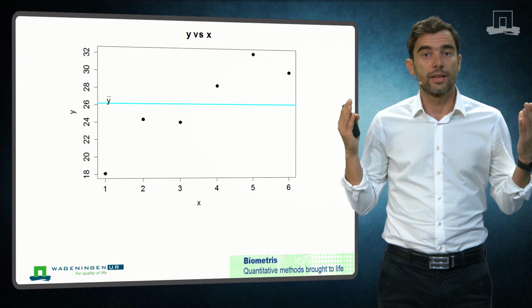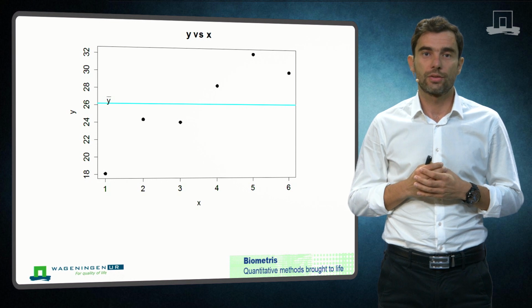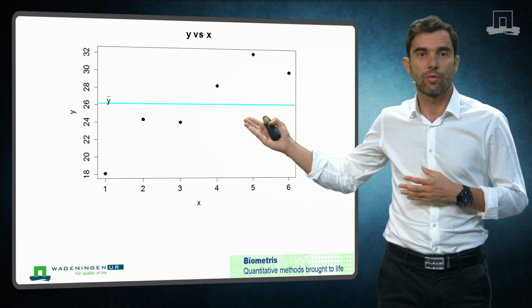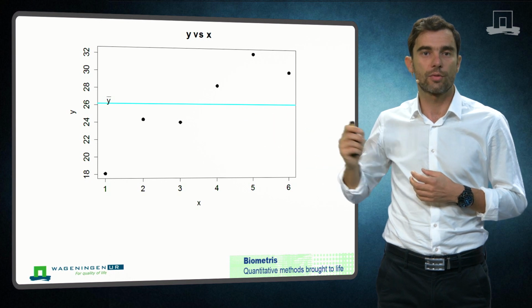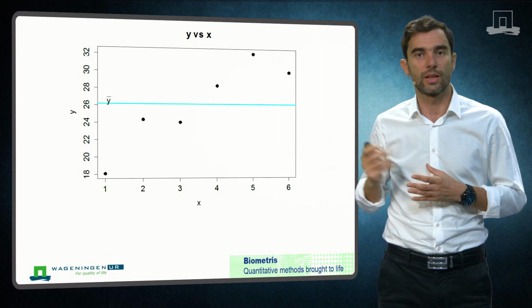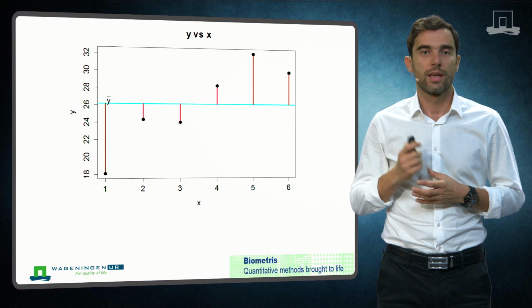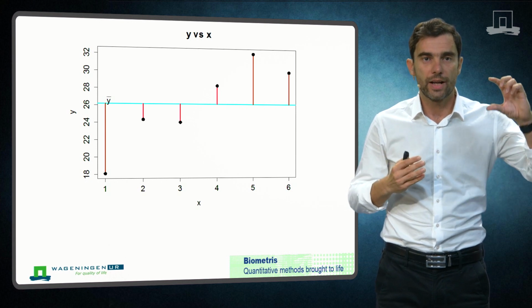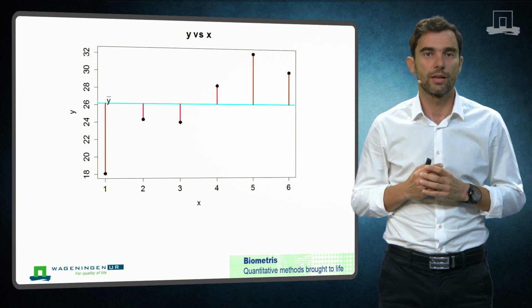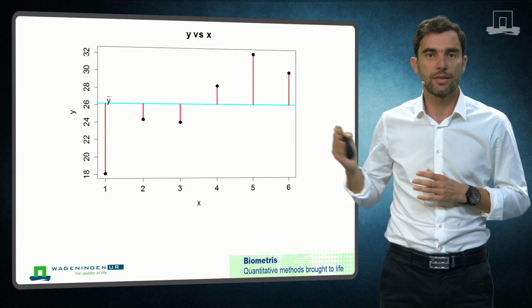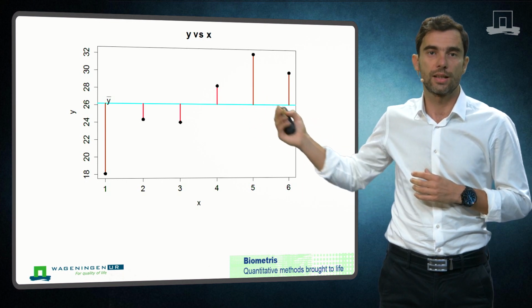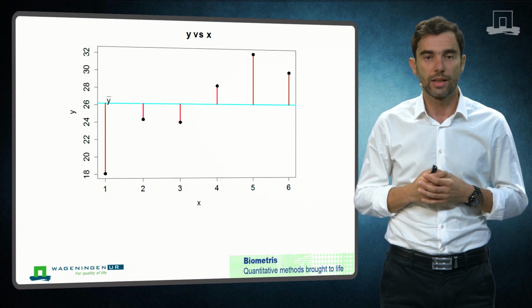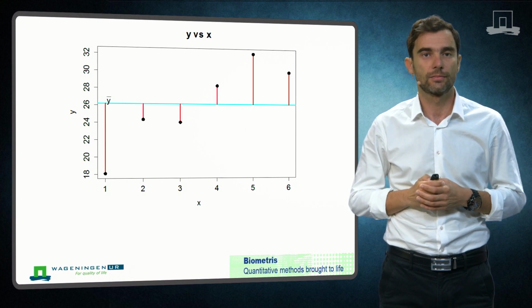Next, there is another line we could fit in this plot, which is the horizontal line for y bar, which represents the mean of the observations on the response variable, here shown in light blue. The total amount of observed variance in our response variable can be visualized by these vertical distances from each observation yi to the horizontal line at y bar, here given in red.